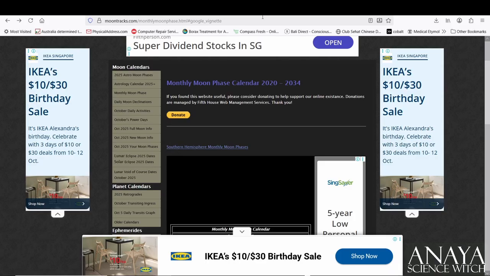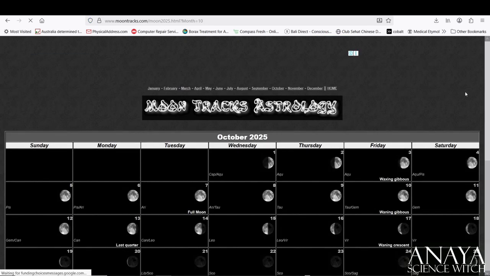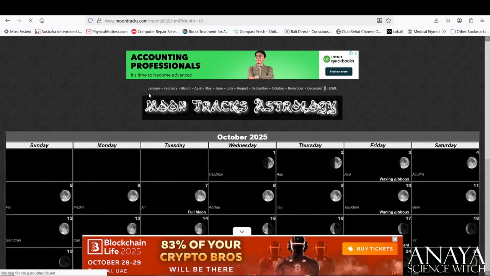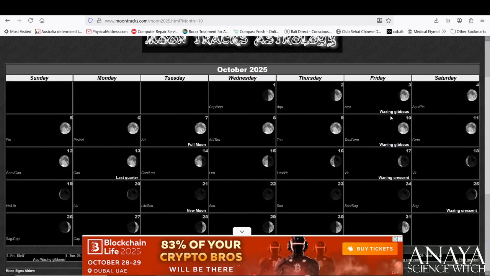You can see it up there. Monthly moon phase. There's a lot of ads. It never used to be like this. I haven't used this for a few years. If you can see here in this golden sidebar, if you go to the top one, 2025 astro moon phases. And now it's opening up the calendar. So you can see here it's got January to December of the arbitrary months. We're in October now. And I just want to take us through just real quickly.